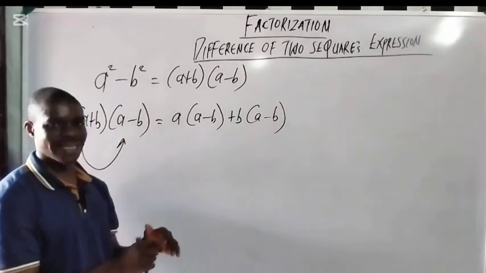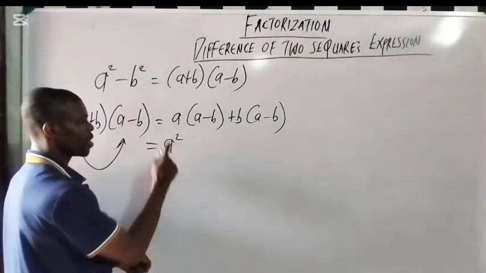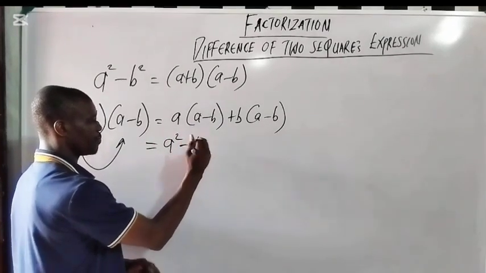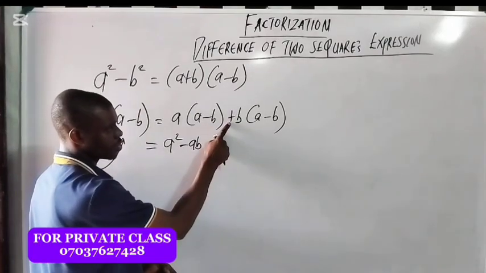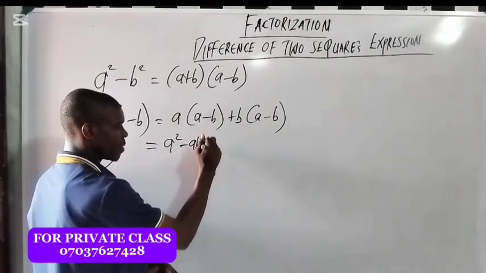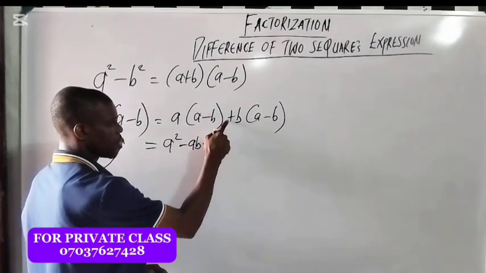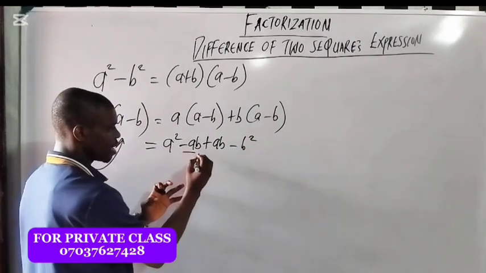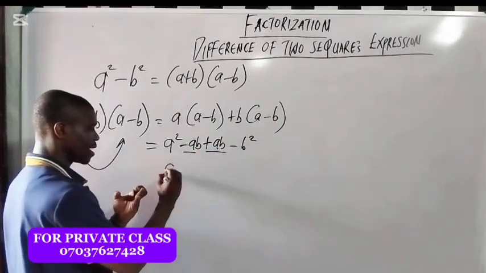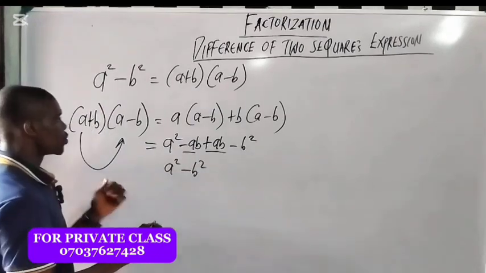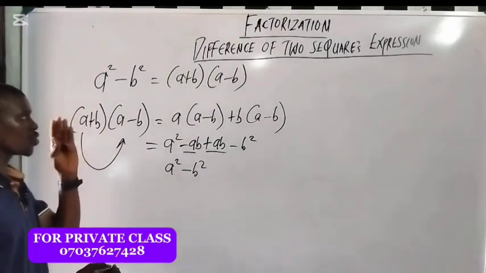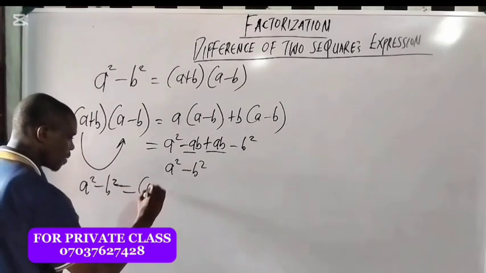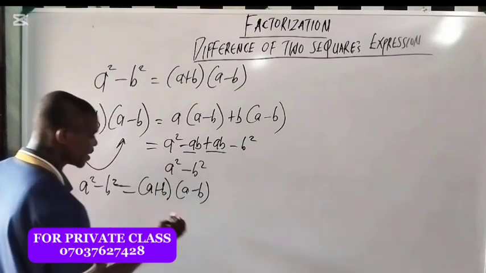If you break it down, a times a is a square. a times minus b gives minus ab. Now b times a is plus ab. Plus times minus is minus, so b times minus b is minus b square. If you check it very well, minus ab plus ab is 0. So what you have here is a square minus b square. So what you need to understand about the difference of two squares is this: a square minus b square is equal to (a plus b)(a minus b).